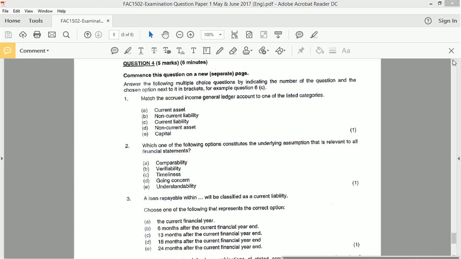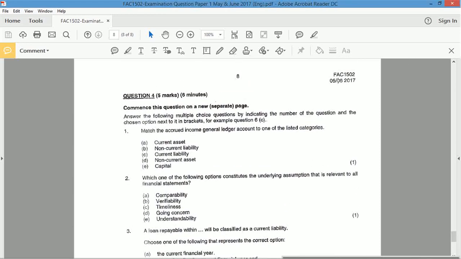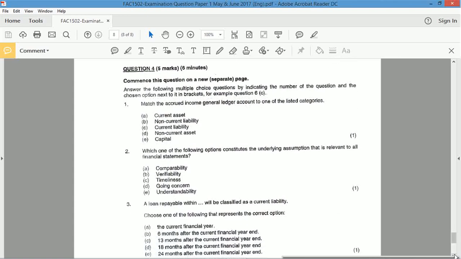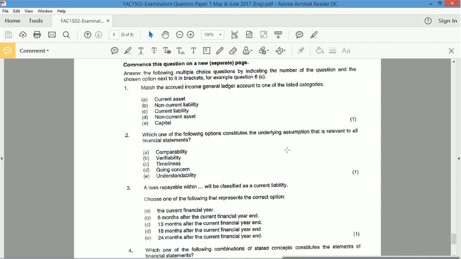So we're still looking at May/June 2017. This is question 4. It's 5 marks at 6 minutes. It's very short. It's all theory, no calculations. The first question says, match the accrued income general ledger account to one of the listed categories.